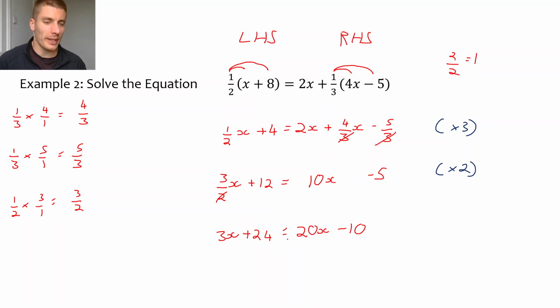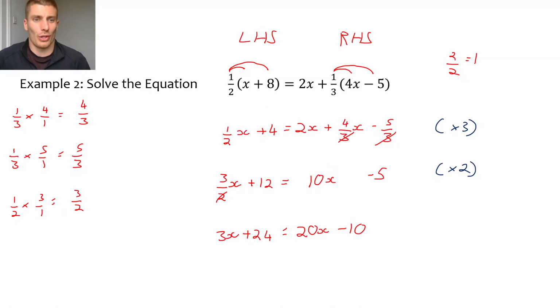Now, I could put the 20x onto my left-hand side. If I do 3x, take away 20x, it's going to go negative, and it's just going to add on an extra step and maybe create confusion. So the best thing to do here is to get the 3x onto the right-hand side by doing the opposite of a positive 3x, which is to take it away.